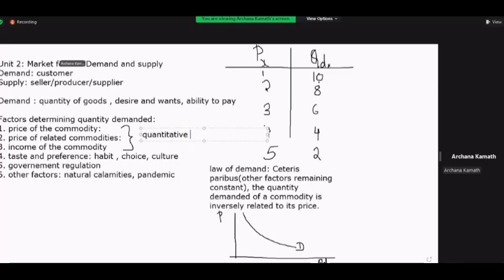We are going into the detail of the second one. I hope the first factor is clear. Price of the commodity is clear, right? Which leads you to derive the famous law of demand. Okay. Second one, price of related commodity. Every commodity which we are consuming.